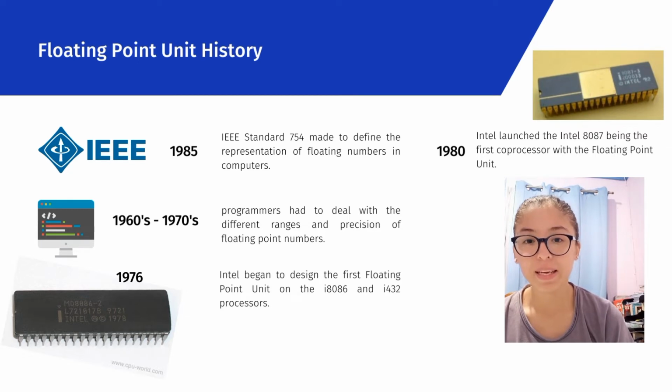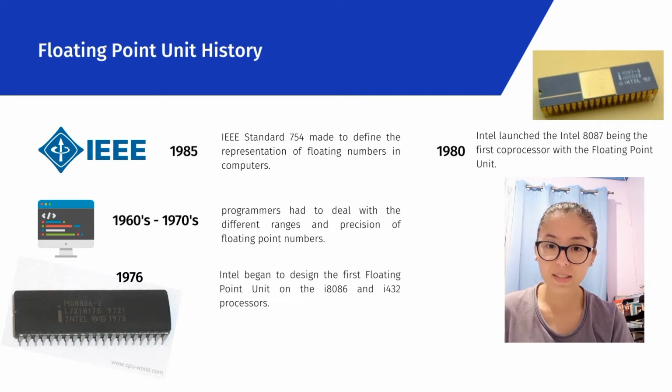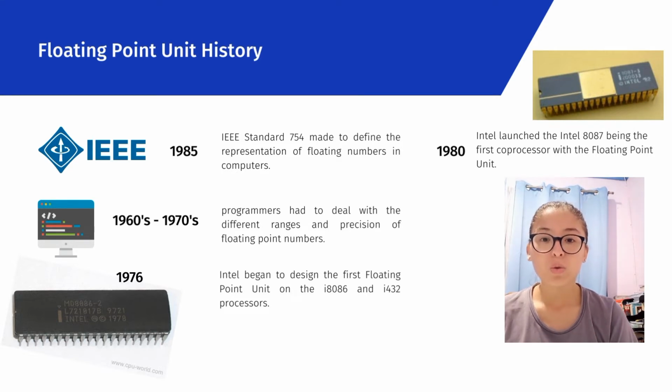Despite all the complications related to the representation of floating point numbers, in 1976 Intel began to design the first floating point unit. Dr. John Palmer was in charge of leading this project, and he was also responsible for persuading Intel to embrace the standard mentioned before, to prevent their processors from giving different math results.